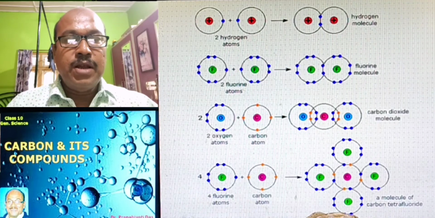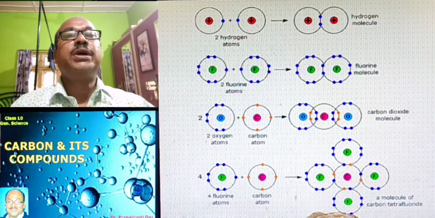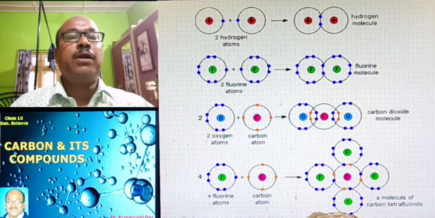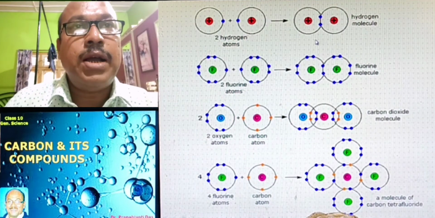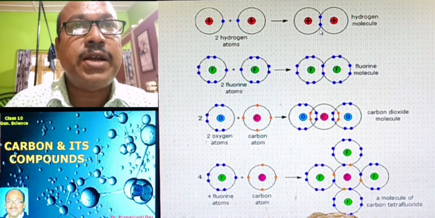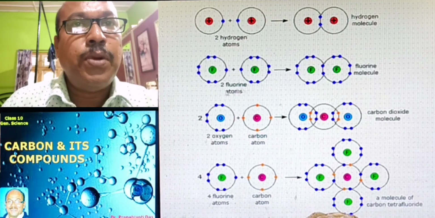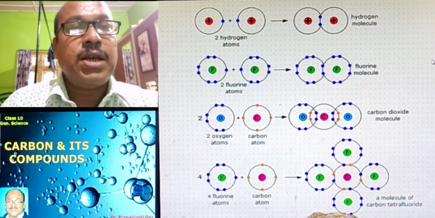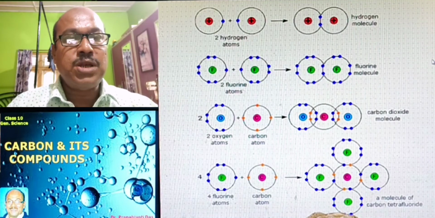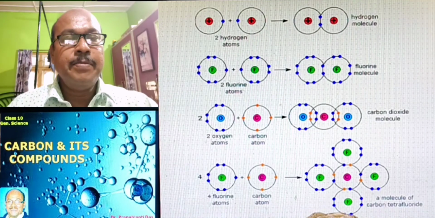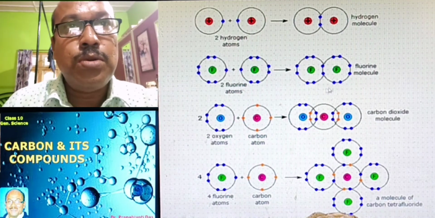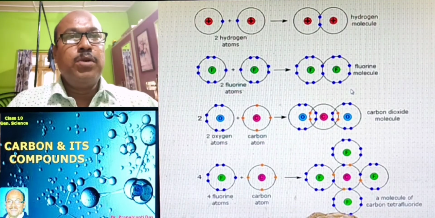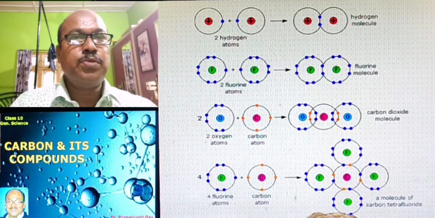In this diagram, we can see the first diagram is showing how 2 hydrogen atoms are combining together by sharing 1 pair of electrons. We can see between these 2 hydrogen atoms only 1 pair of electrons is shared. In the second diagram, this is a fluorine atom. Its outermost orbit contains only 7 electrons. Its atomic number is 9, so the electronic configuration is 2, 7. So the last orbit contains 7 electrons. It needs 8. And so these 2 fluorine atoms are sharing 1 pair of electrons between them, and a single bond is formed between the 2 fluorine atoms to produce the fluorine molecule.